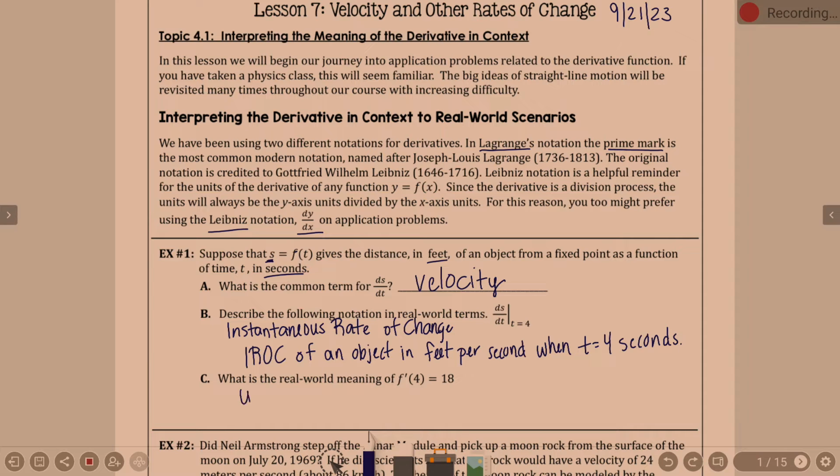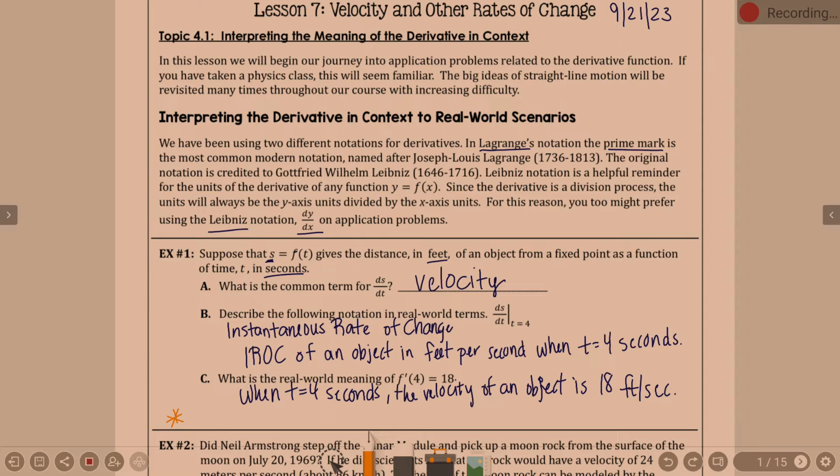So I have mine written down as: when t equals 4 seconds, the velocity of an object is 18 feet per second. I don't really have room to squeeze this in, but I was going to try.